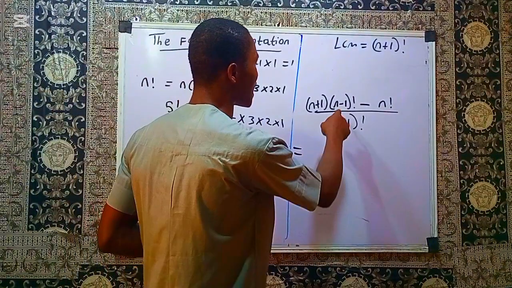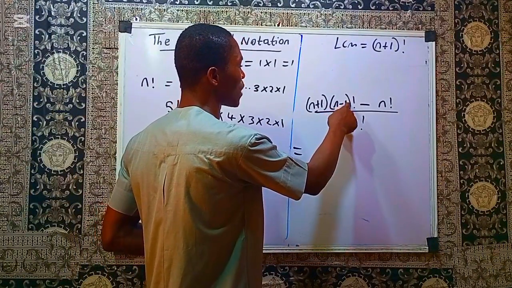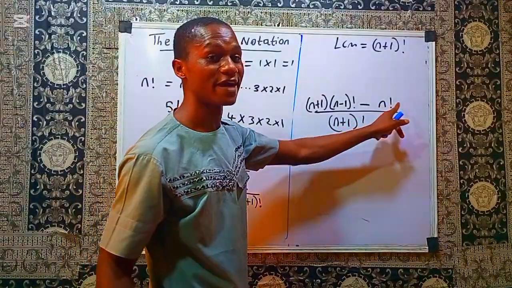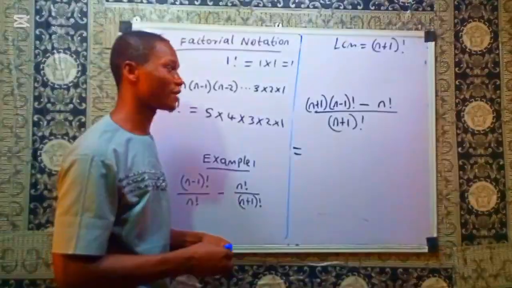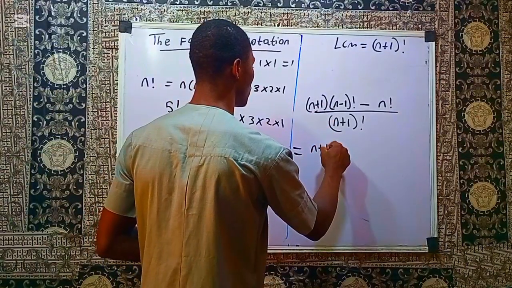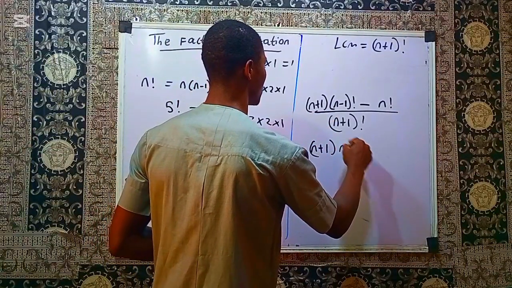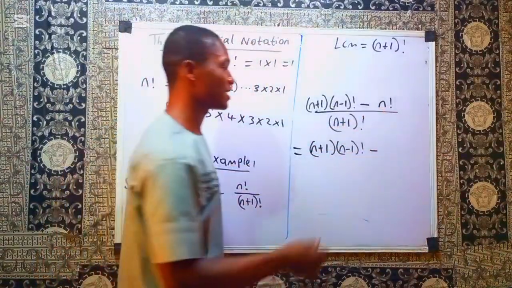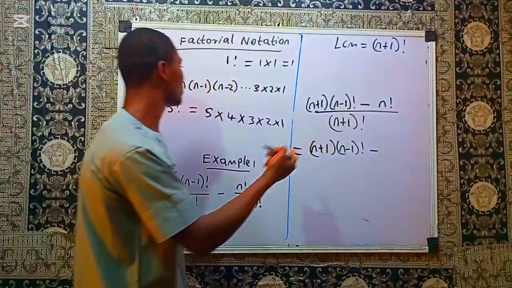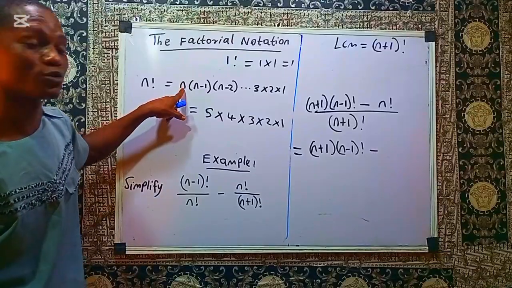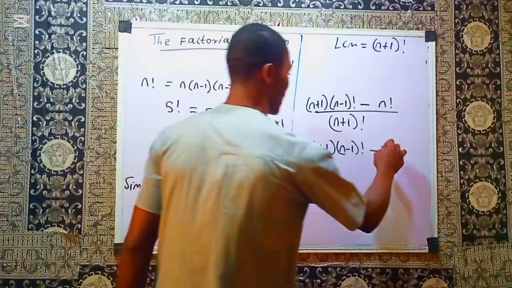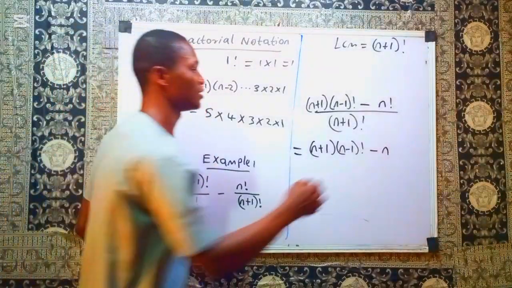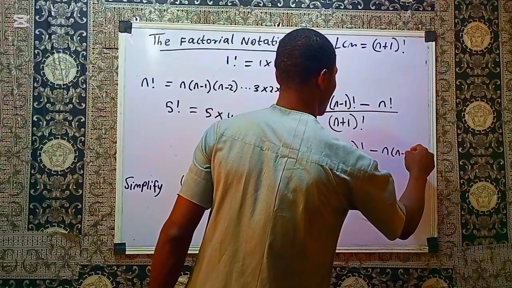So here now I have (n minus 1) factorial. I have n factorial here, right? So if I expand n factorial further, I will get (n minus 1) factorial. So this will be equal to (n plus 1) multiplying (n minus 1) factorial minus this n factorial. I can expand it. If you want to expand n factorial, see where we expanded it here. It will start with that n. So you have n, then multiply by what? n minus 1.